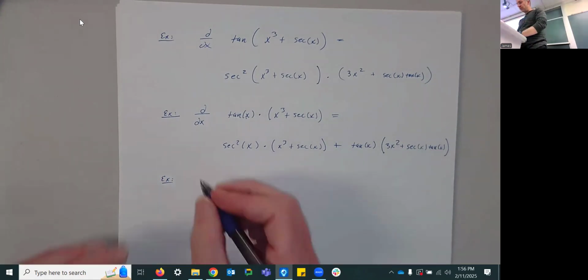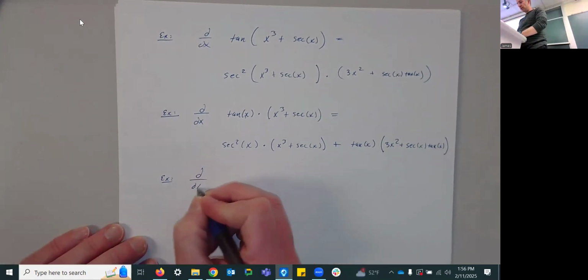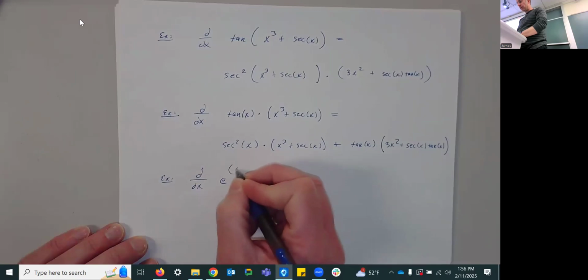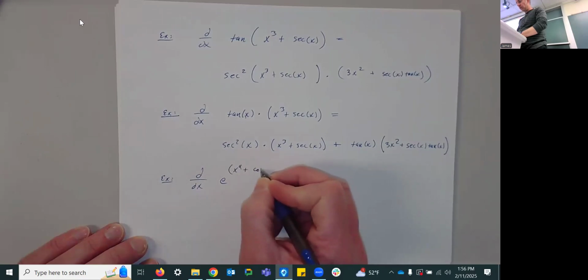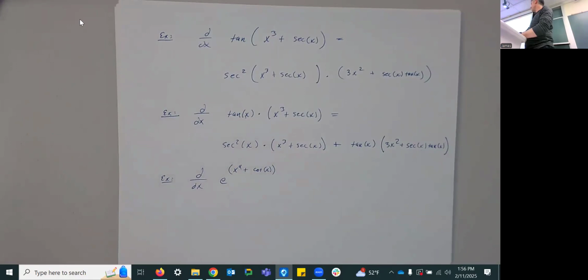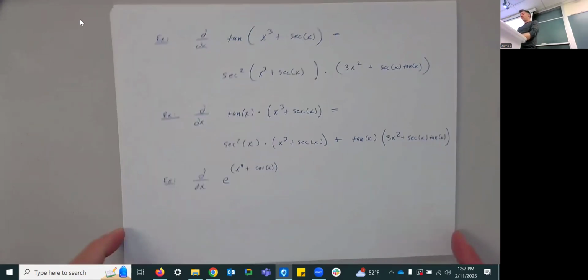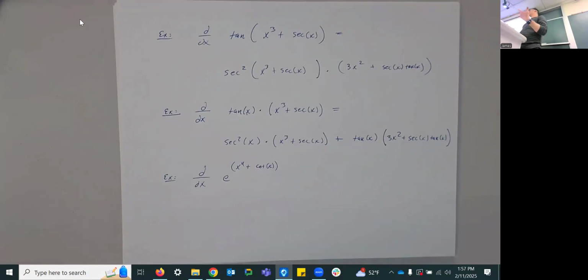But we definitely could take the derivative of something like e to the x to the fourth plus cotangent of x. I feel like with this one, people kind of get thrown because of the way we say this, the word of actually doesn't end up in there, right? You don't say e to the of. It's e to the power of x to the fourth plus cotangent of x.